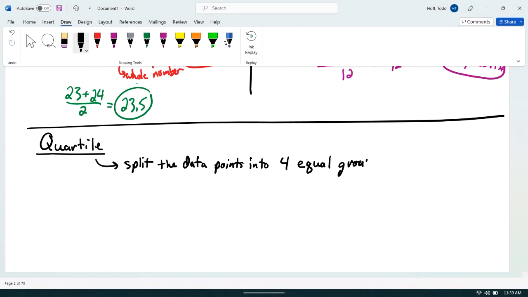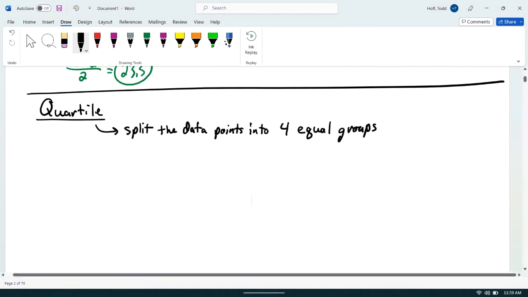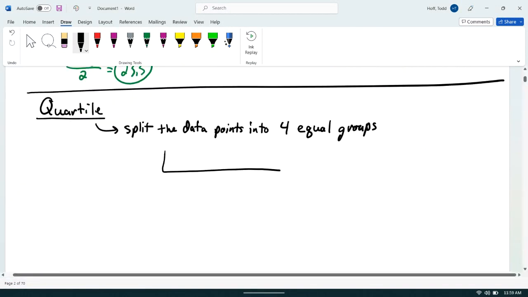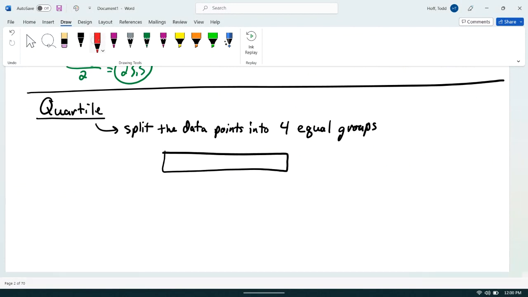And by equal groups, I mean each group has the same number of data points in it. Now, if I've got something I need to cut into 4 equal pieces, let's say I just have a piece of wood or whatever, I only need to make 3 cuts to get 4 pieces. So there are only 3 quartiles because it only takes 3 quartiles to cut our data into 4 equal pieces.